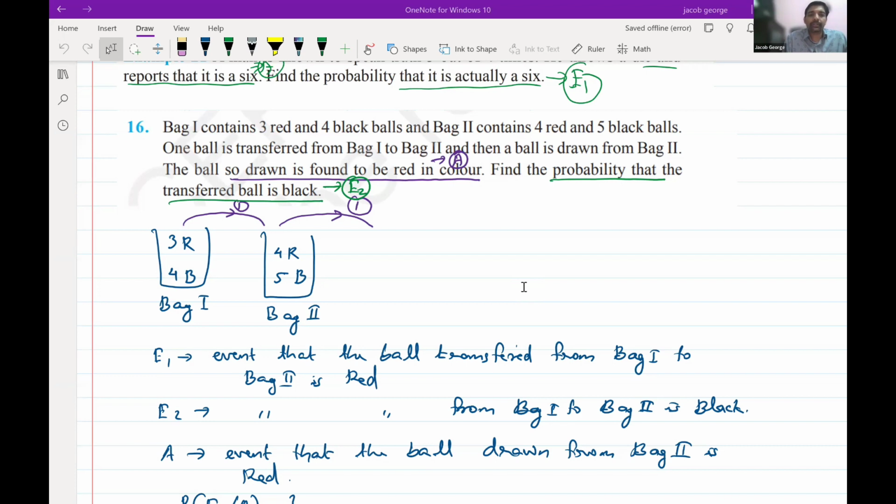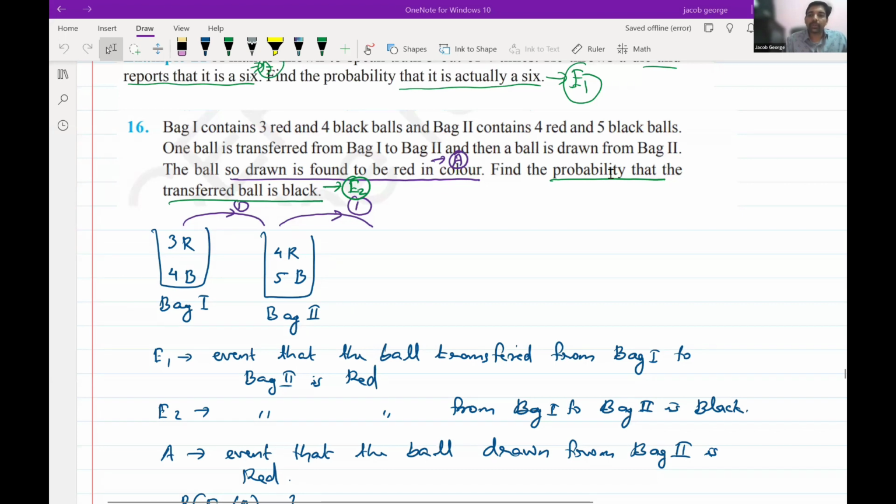Bag 1 contains 3 red and 4 black balls. Bag 2 contains 4 red and 5 black balls. Bag 1, bag 2, like this. We have discussed one question of this type before. One ball is transferred from bag 1 to bag 2. I have marked it there by an arrow and written 1 on top, bag 1 to bag 2. One ball is transferred from bag 1 to bag 2.